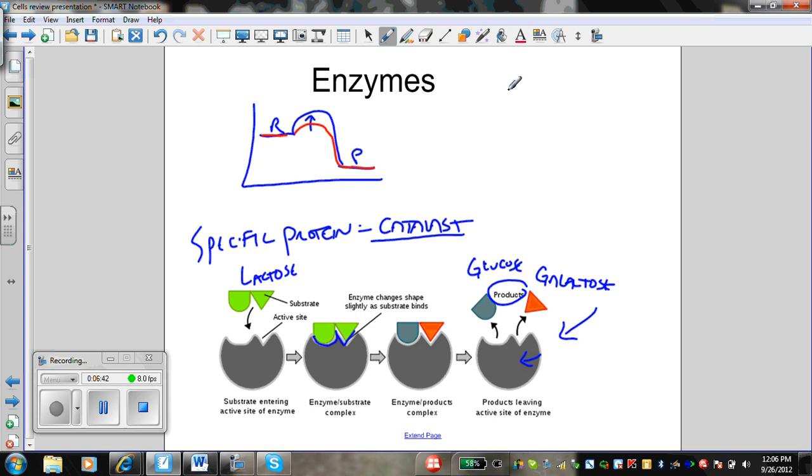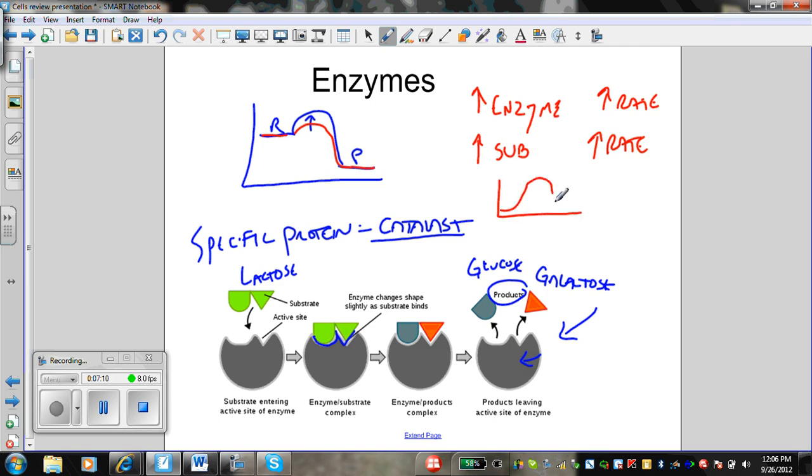And then you should understand that there's many things that affect enzymes and their rate. If we increase the amount of enzyme, you're going to increase the reaction rate. If you increase the amount of substrate, you'll increase the rate. We also talked about things like pH and temperature. They have more of a curve.